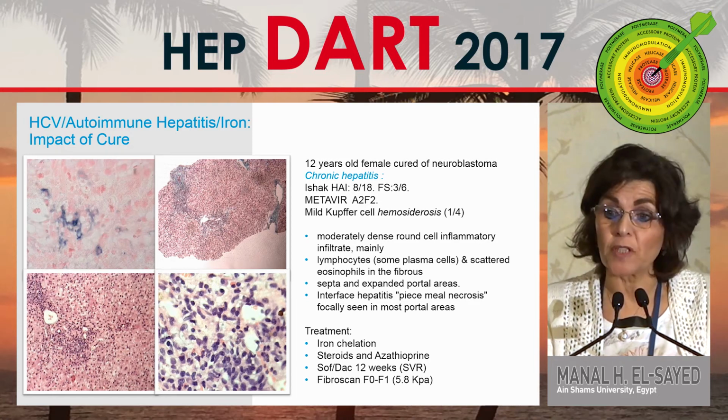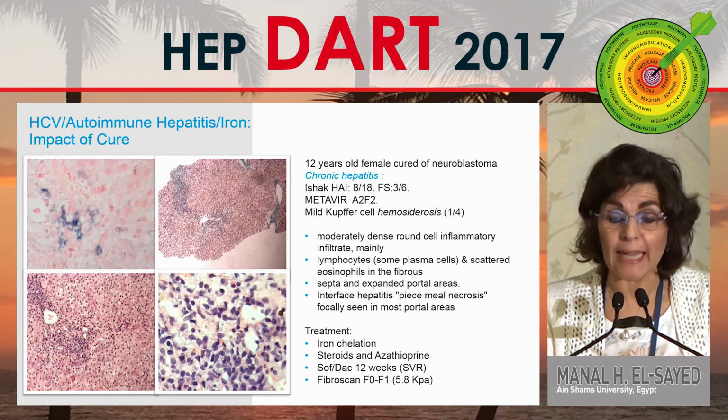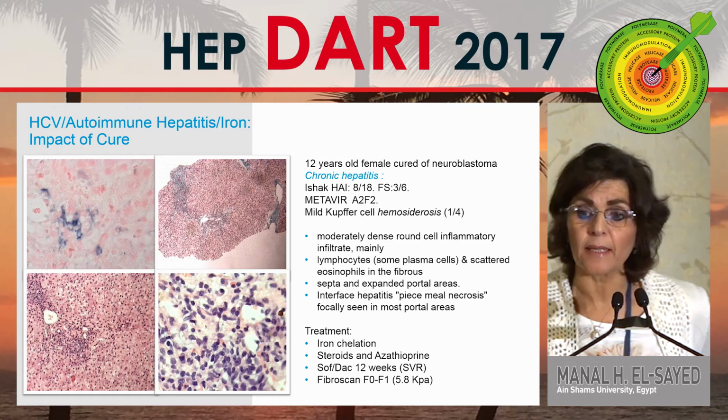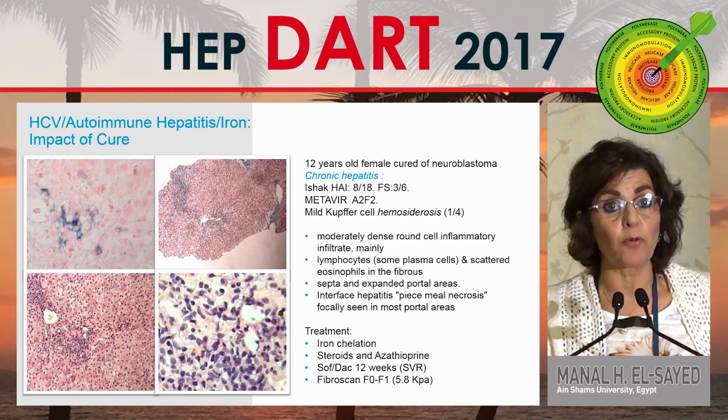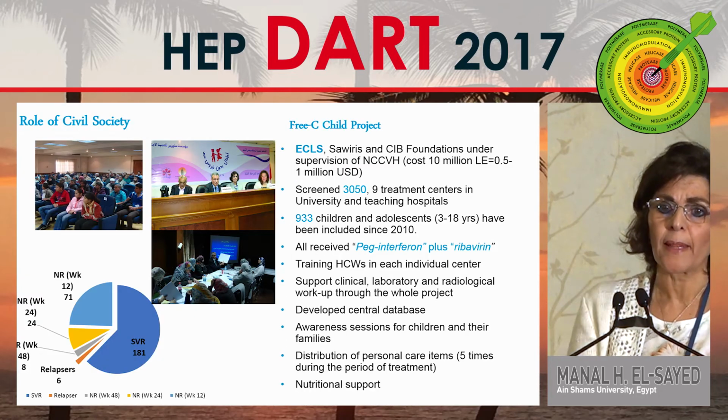She was by then 14 years old, and I gave her sofosbuvir/daclatasvir, and after that she achieved SVR, and her latest FibroScan was F0, F1. She had 5.8 kilopascal. So this is very, very successful also.